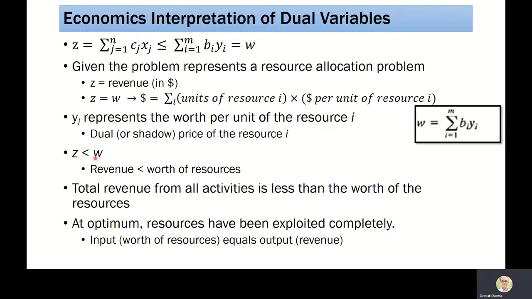Now we know that before reaching the optimum, Z is smaller than omega, meaning revenue is smaller than the worth of the resources. So total revenue from all activities is less than the worth of the resources. But when we reach the optimum, all the resources have been exploited, meaning that the worth of resources is equal to the output, that is the revenue. So from this particular slide, we can understand that yi represents the worth per unit of the resources, that is the dual price or the shadow price.